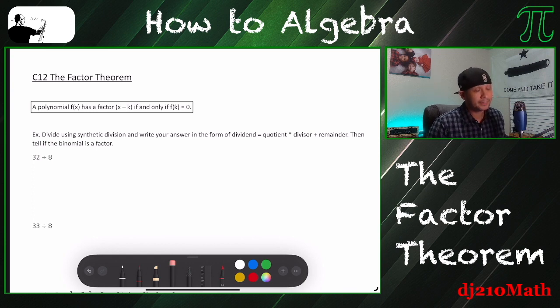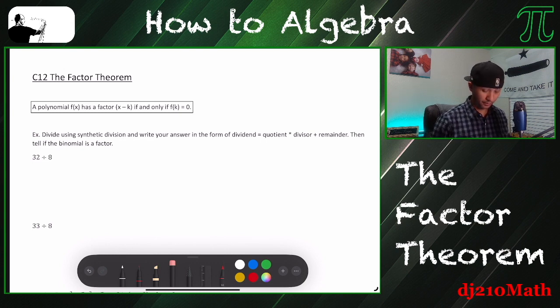So what the factor theorem is saying is basically that when you use synthetic division or long division, whichever method you want, when you get a 0 as the remainder, then that root is a factor. So let's see an idea.